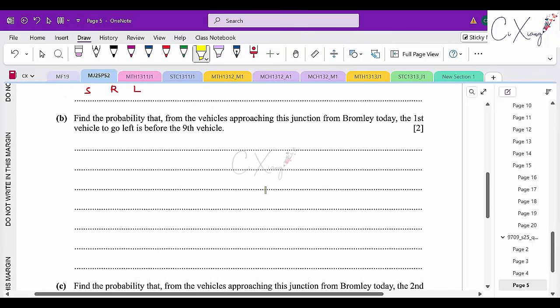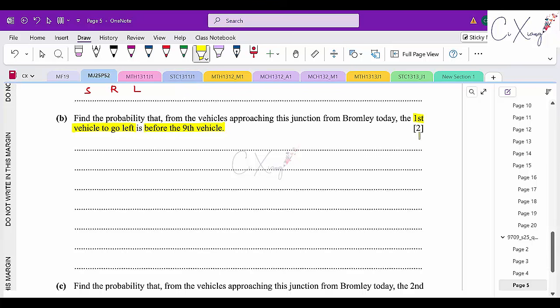Okay, so for part B, find the probability that from the vehicle approaching this junction from Bromley today, the first vehicle to go left is before the 9th vehicle. For this question, you need to identify, is there any specific distribution for this kind of question or not? When we always mention the first success case happening up to a certain trial, right? This kind of case belongs to geometric distribution.